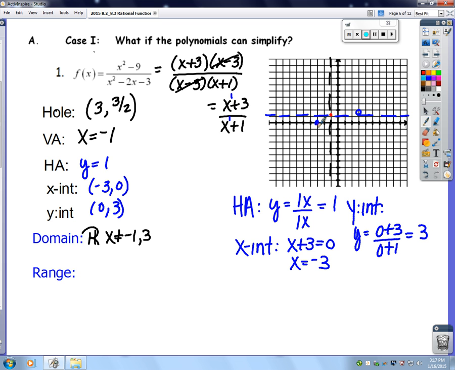Now I'm going to do the opposite, because I know that most rational functions are odd functions. That means they have 180-degree symmetry about some point. So I can get another point. I went left 2, down 1, so I'm going to go right 2, up 1. There's another point on my graph.